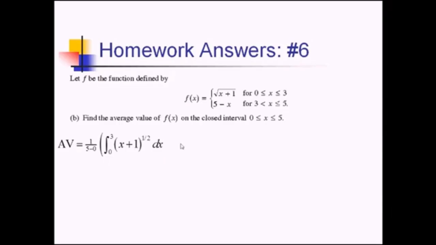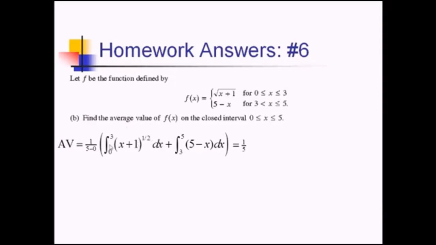And then I have to also add in the second integral representing this second rule, so I'm going to have the integral from 3 to 5 of 5 minus x dx. All right, let me go ahead and do the rest of this now. So this is going to be 1/5 out in front, and I'm going to take the antiderivatives of these now. So this here is just the reverse power rule. This bumps up to a 3/2, and we're multiplying by the reciprocal of that, 2/3.